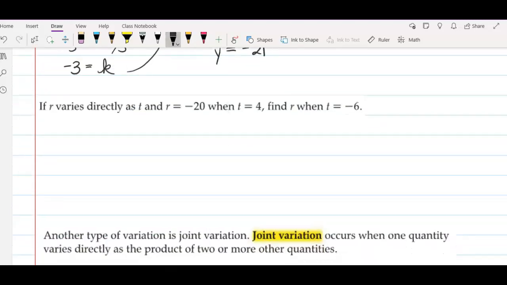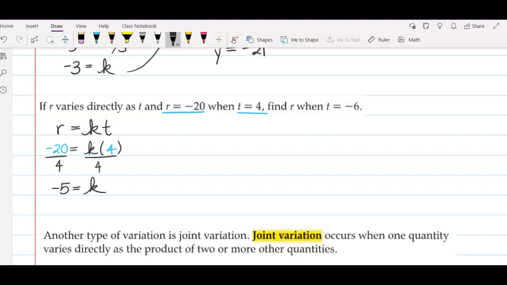Let's try another. R varies directly as t. R equals kt. And r is negative 20 when t is 4. Dividing by 4, k equals negative 5. So my specific equation, r equals negative 5t. Now I want to figure out what r equals when t is negative 6. So I'm going to put a negative 6 into my equation and solve.